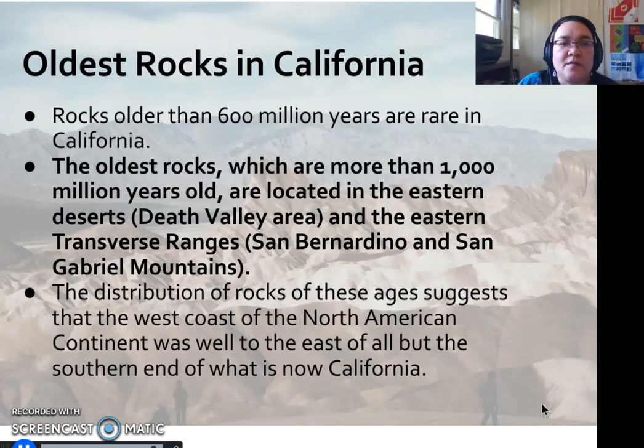California also has some of the oldest rocks in North America. Not as old as the Grand Canyon rocks, but some of them in California are more than 1 billion years old. They're located in eastern deserts such as the Death Valley area and the eastern transverse ranges. Most of the rocks in California are much, much younger than that. The way these rocks are distributed suggests that the west coast of North America was in the past located well to the east of all but the southern end of what is now California.